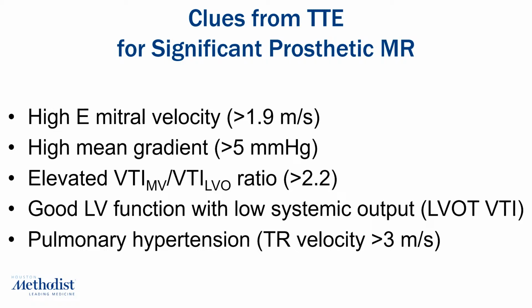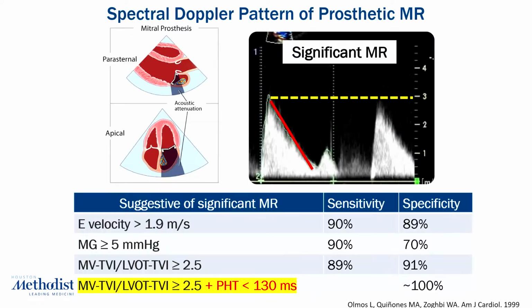And obviously, you may have secondary effects of possible regurgitation in the form of pulmonary hypertension, right? So if the TR velocity is elevated, you see there's pulmonary hypertension, and there's no other reason, you have to start thinking there's some dysfunction in the valve that you are missing. So again, because of this attenuation that you see here, you have to rely on the Doppler. And I want you to do some pattern recognition here.